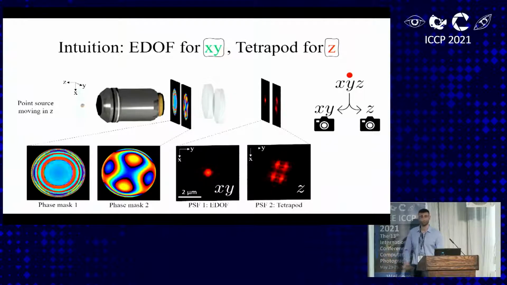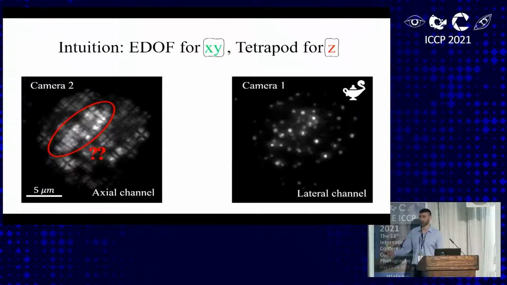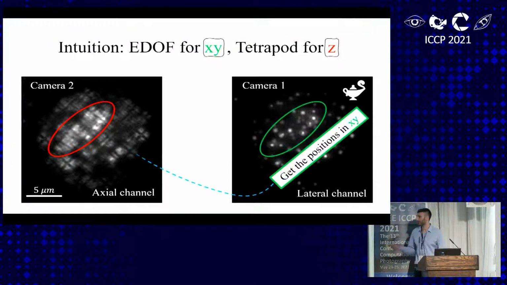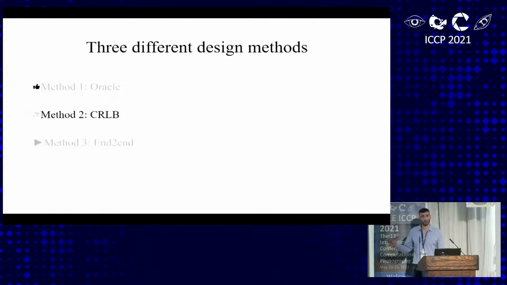encodes Z. And so now if we look back at the overlapping tetrapods in dense regions, and we're assisted with this additional measurement with the EDOF PSF, then this measurement essentially can act as an oracle, giving away the XY positions of all the emitters in the overlapping region. And therefore, the network can use this additional information as prior knowledge to solve for Z in the overlapping regions in camera 2. So that was, in a nutshell, method 1.